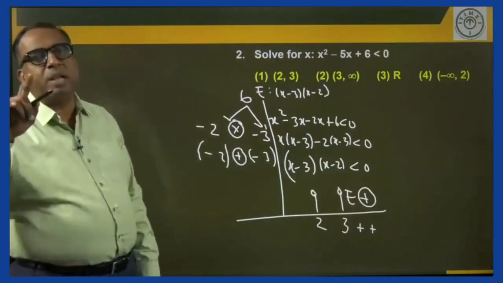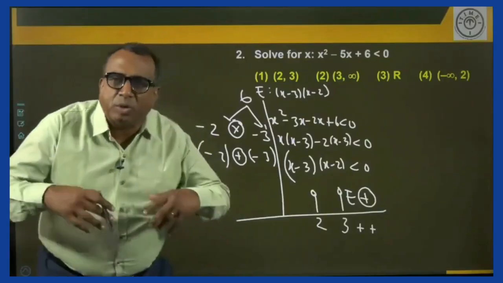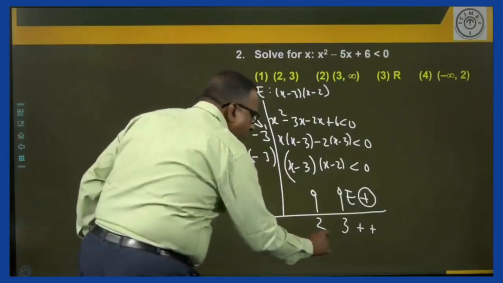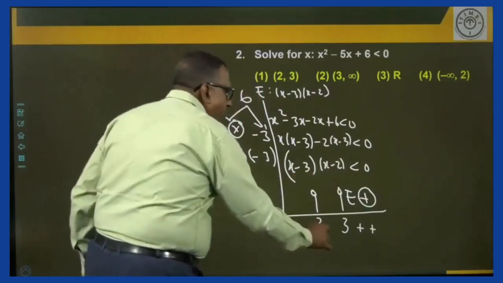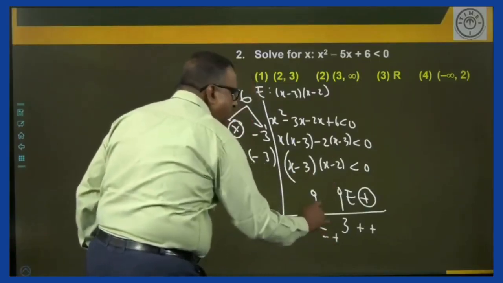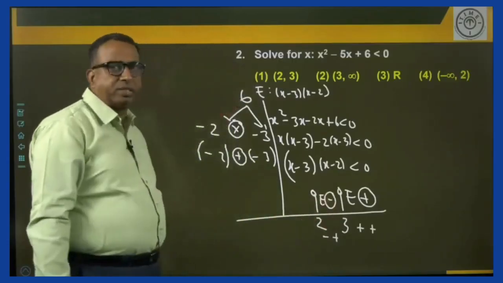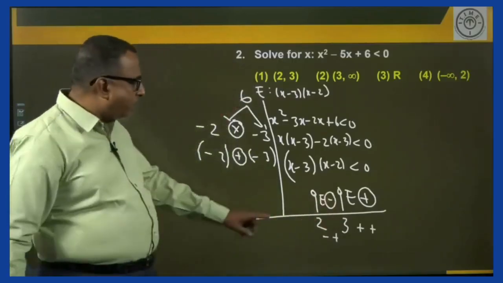Similarly, if you take a number x between 2 and 3, say for example 2.5. So 2.5 minus 3 will be negative, 2.5 minus 2 will be positive. What is minus into plus? Minus. The expression is negative. Then you take a number less than 2, say 1.